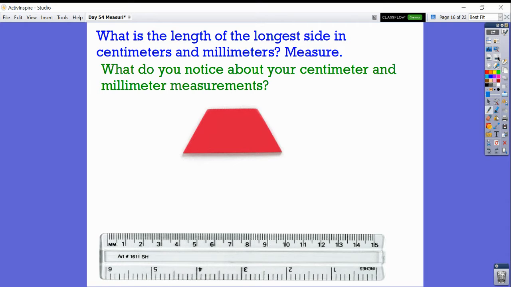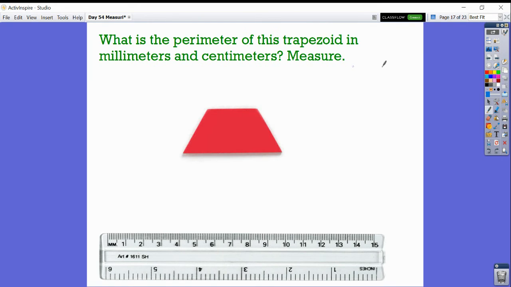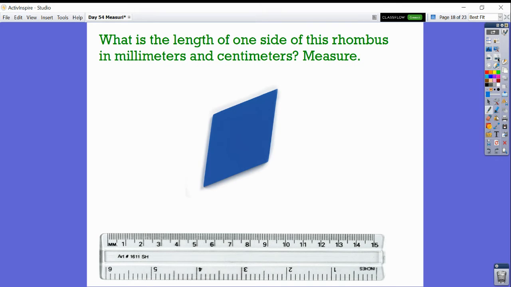What do I notice about my centimeter and millimeter measurements? 5 compared to 50? Well, I'm noticing that all I have to do is multiply by 10. And when I do that, I can just add a 0. Add a 0 meaning place a 0 after the 5. Okay? Again, if we were to find the perimeter, we would simply add all the sides together.